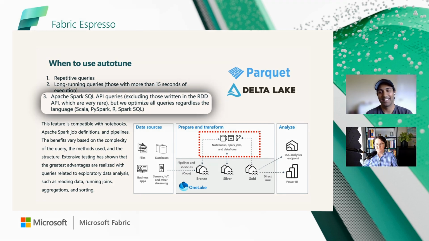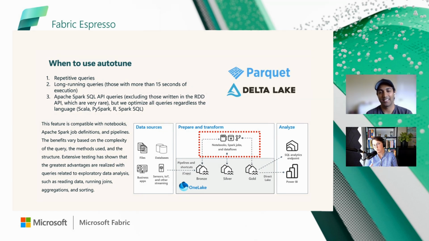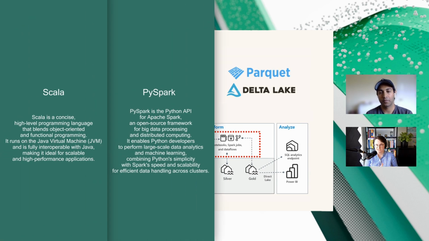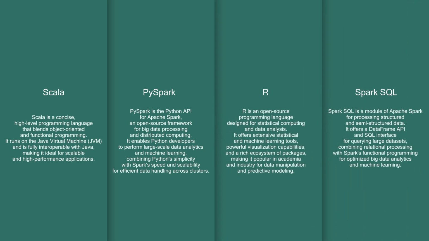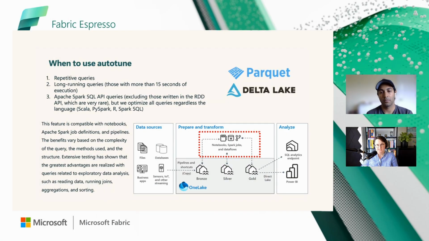And the third item: there are 4 languages that you can use to author the query in Apache Spark. First of all, Scala. Secondly, PySpark, so Spark for Python. Third is R. And the last one, Spark SQL. Now, if you author the query, it's going to be translated to the engine. The logical, then physical plan is going to be built. And in 95% of the cases, and based on what I've seen, 99% of the cases, the query is aligned with Spark SQL API, and Autotune is going to accelerate the query.